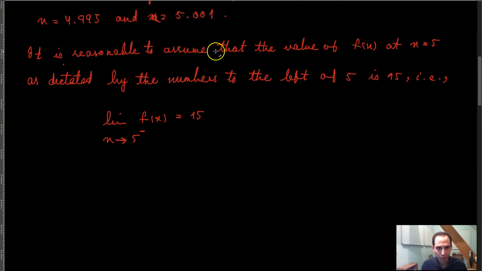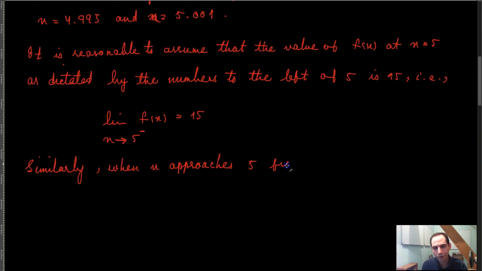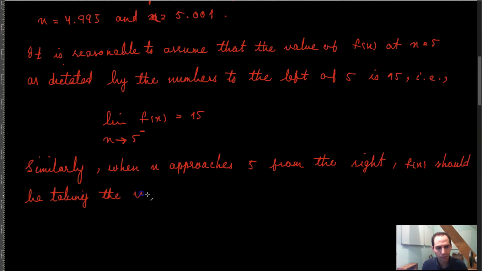So it is reasonable to assume that the value of f of x at x is equal to 5, as dictated by the numbers to the left of 5, is 15. That is the limit of f of x as x tends to 5 from the left is equal to 15. And also you can say that similarly, when x approaches 5 from the right, f of x should be taking the value 15.